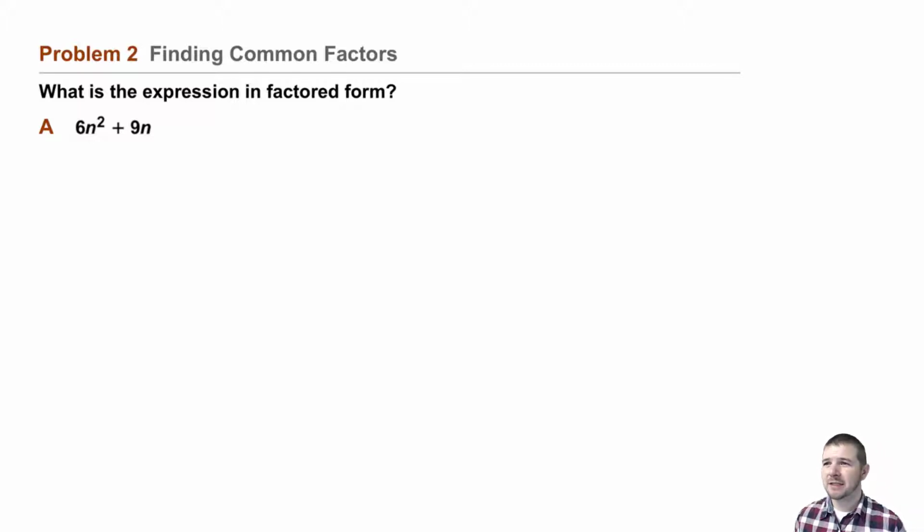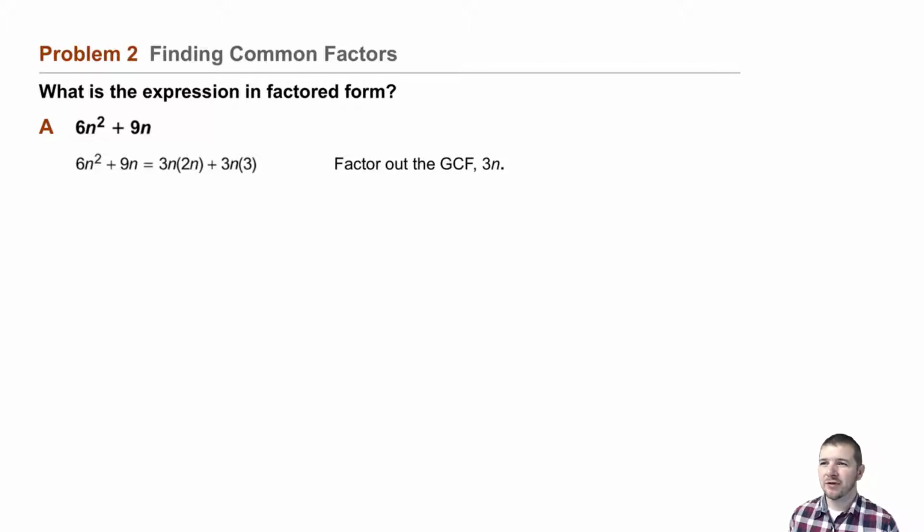Then take note of our n squared and n. N to the first power is the greatest common factor of those. So our greatest common factor for both terms is 3n. So we'll factor out 3n, as shown here. That becomes 3n times 2n plus 3n times 3. And then using the distributive property to rewrite that expression, that's 3n times the binomial 2n plus 3.